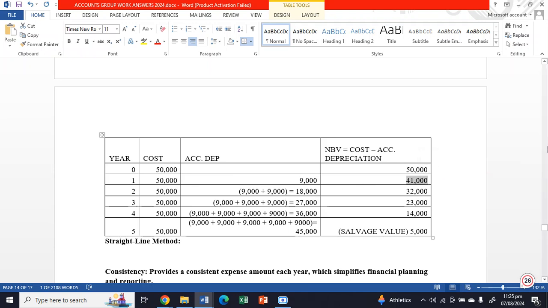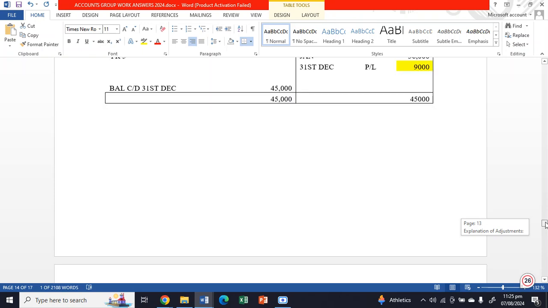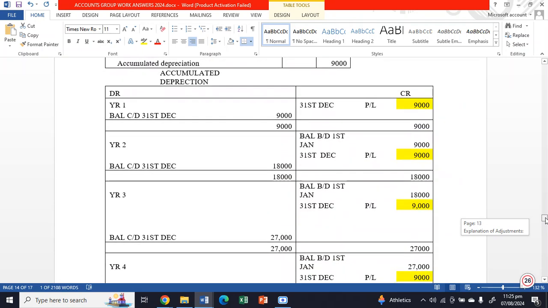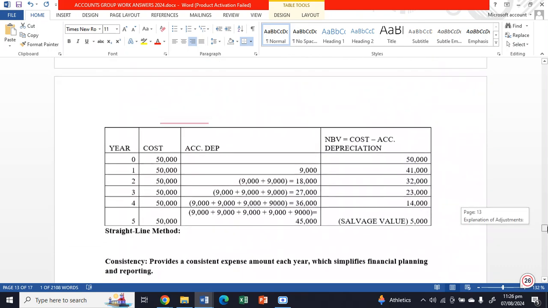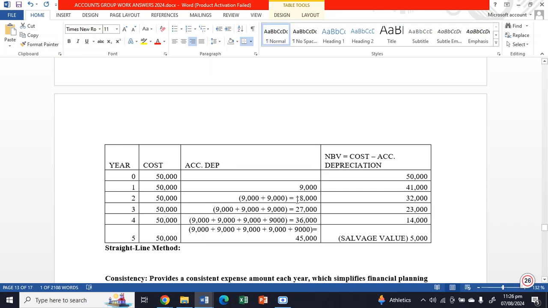We move to year two. In year two, if you remember, our accumulated depreciation is 18,000. So this 18,000, we are going to subtract from the 50,000. So 50,000 minus 18,000, the value of the asset at the end of year two is 32,000.